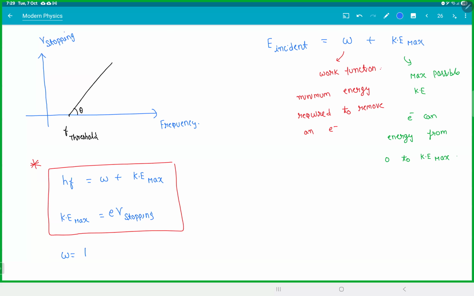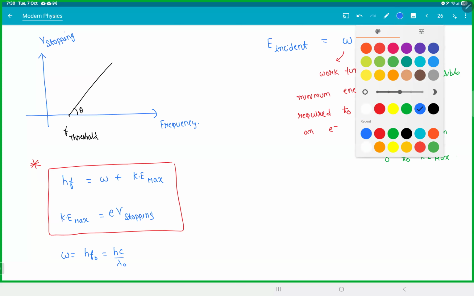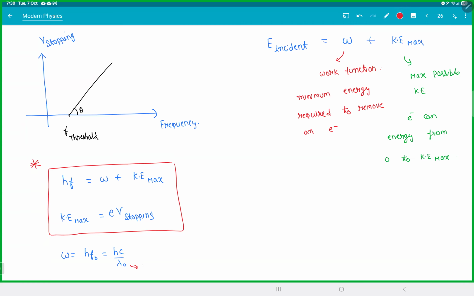So this work function can be written as h times f naught, or as hc by lambda naught, where this is the threshold wavelength. f naught is your threshold frequency. Now in this formula, if you substitute things, you will realize hf is equal to work function plus e V stopping potential. If you rearrange the terms, you will notice V stopping potential is (h/e) f minus W/e. This looks like y equals mx plus c, a straight line.